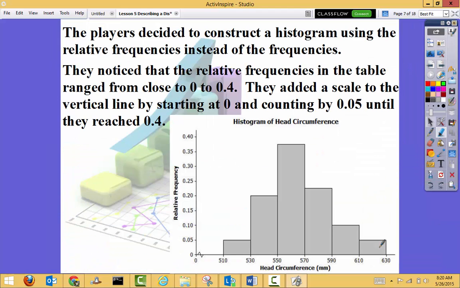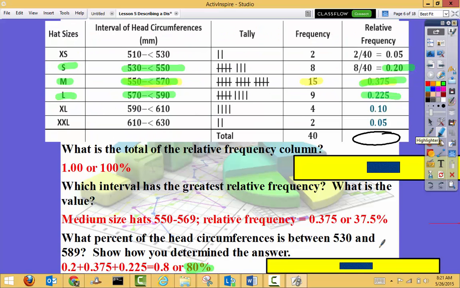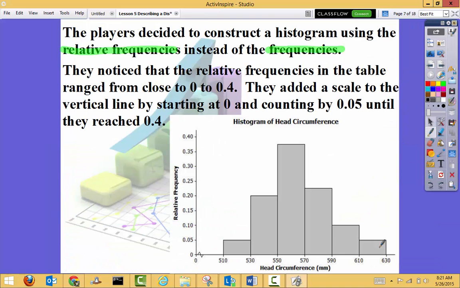Alright, so now we're taking this information and we are constructing a histogram, but instead of using those frequencies that we did on Thursday, we're using relative frequencies. Okay, they notice that the relative frequencies in my table range from close to 0 to 0.4. So look right here. All of my values are close to 0.0. My highest one, though, is close to 0.4. So that's how I'm going to be making this portion right here. That's how I'm going to make that left side.